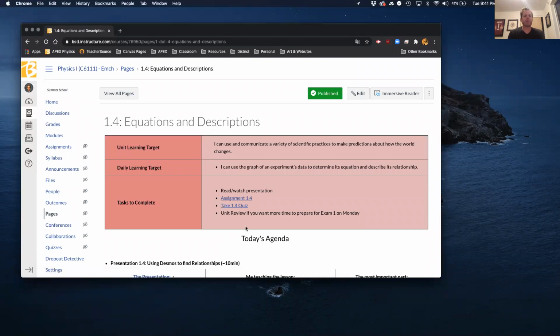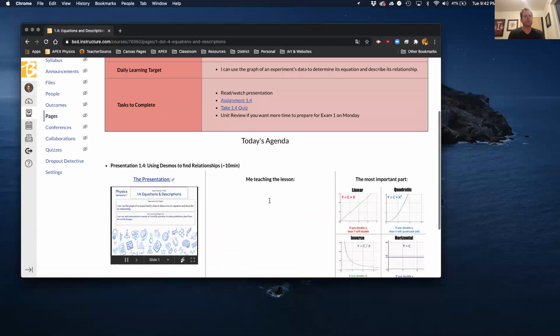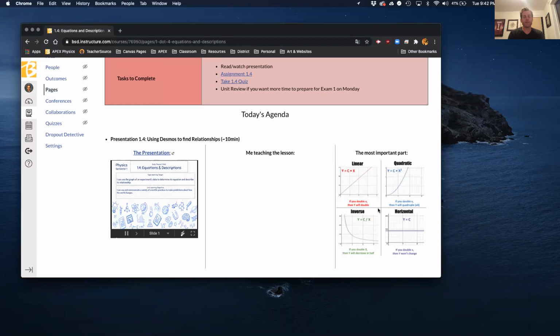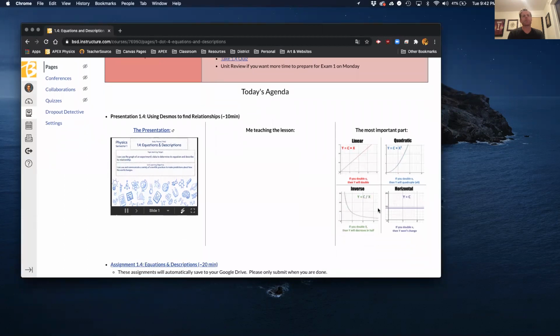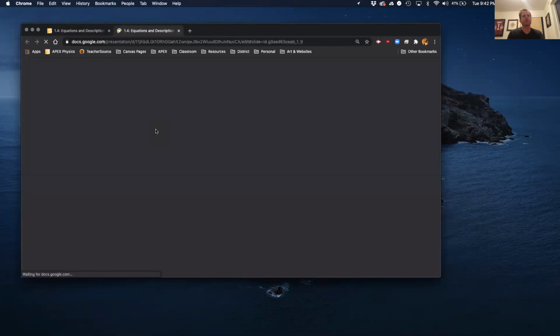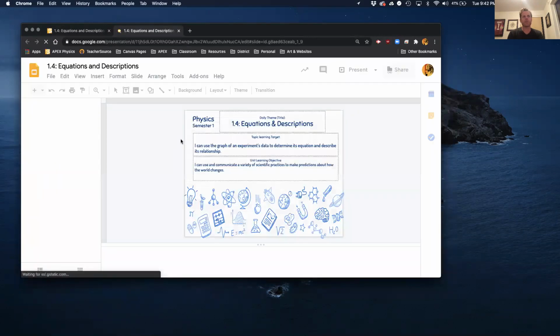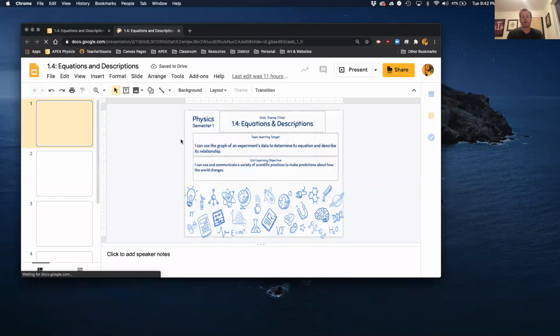And what we're talking about today is we're taking these equations, these graphs that we learned how to do on Desmos last time, and we're just going to be exploring the equations a little bit and the descriptions, the relationships that these represent. Okay, so this right here is the presentation that I'll be presenting from. You can open it up as well and follow along, or you can just watch this.